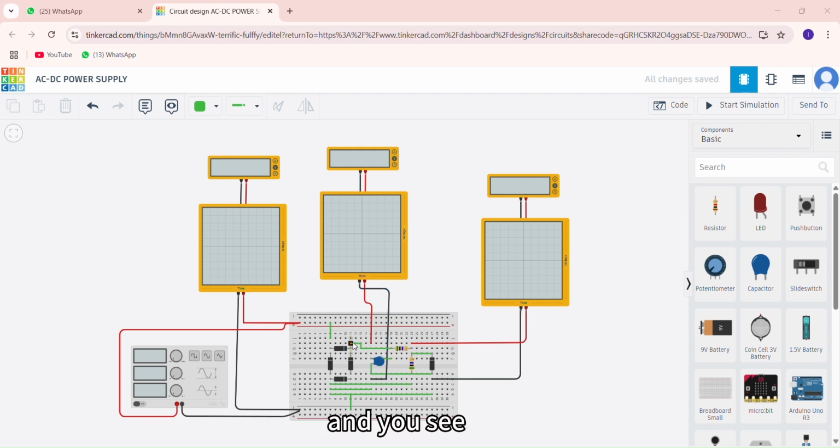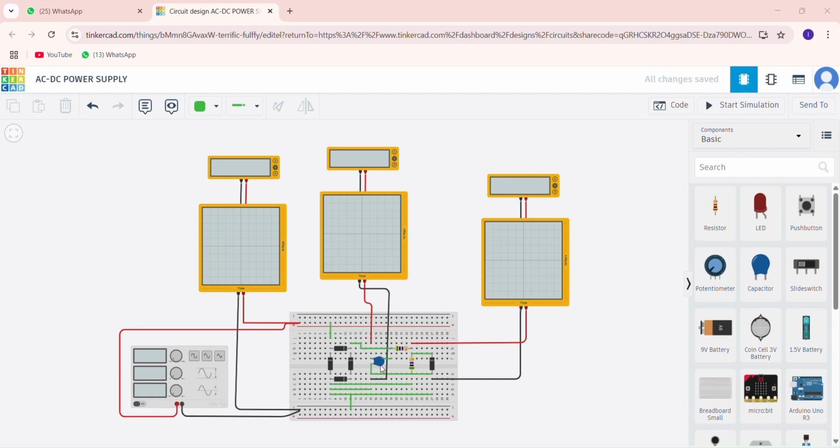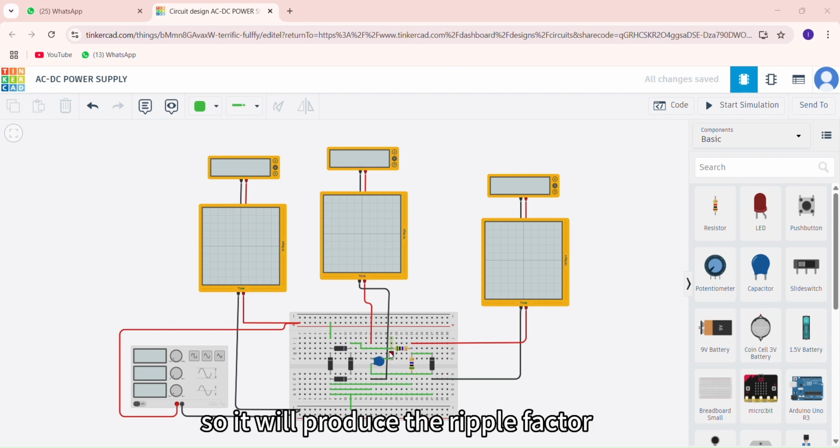You can see the current flows from the rectifier output to the ground and across the capacitor. So it will produce the ripple factor. The ripple factor is a measure of the AC component present in the output of a rectifier circuit compared to the DC component.